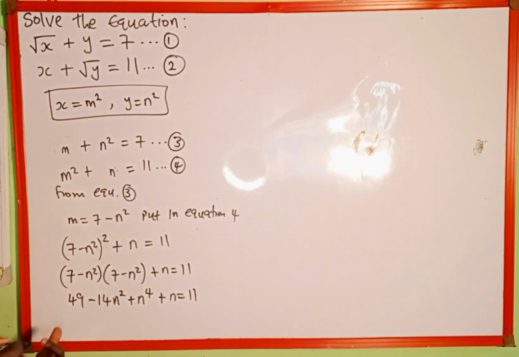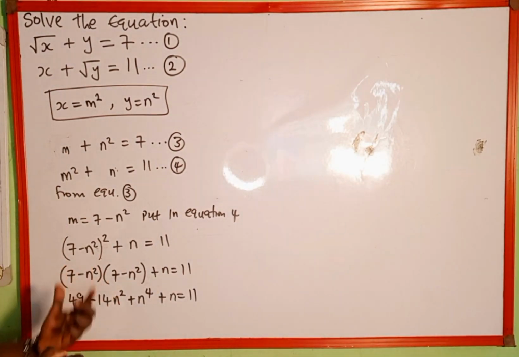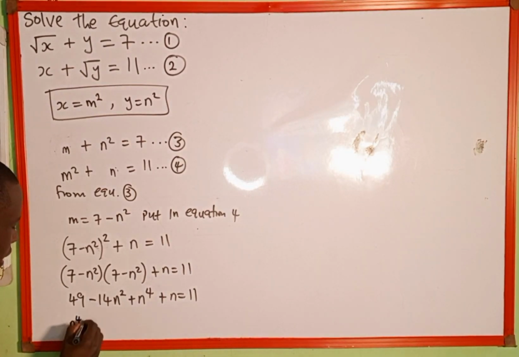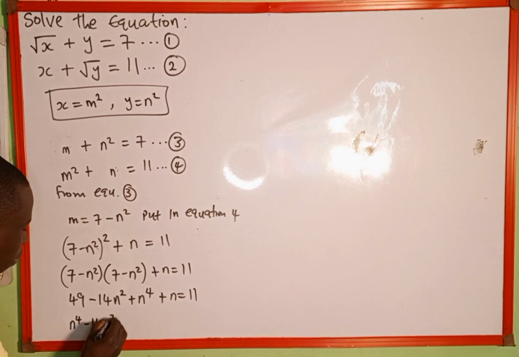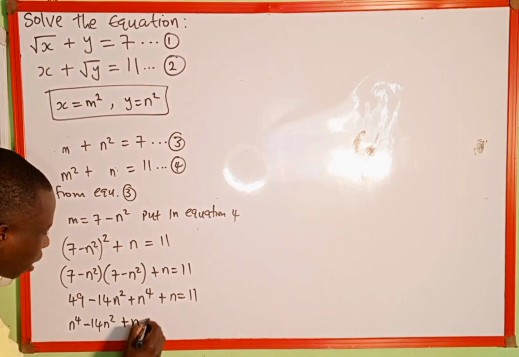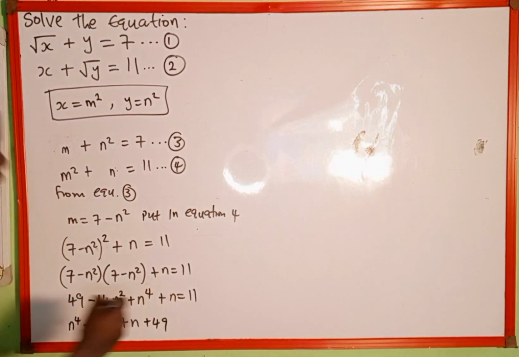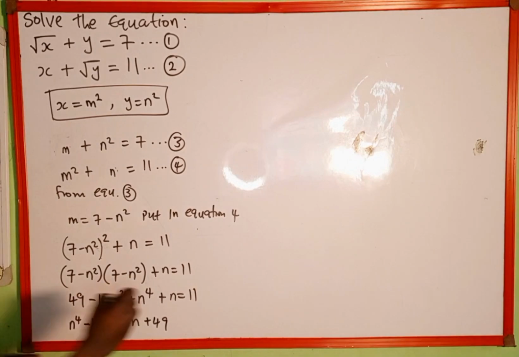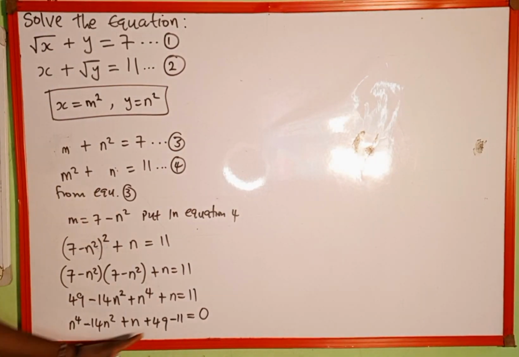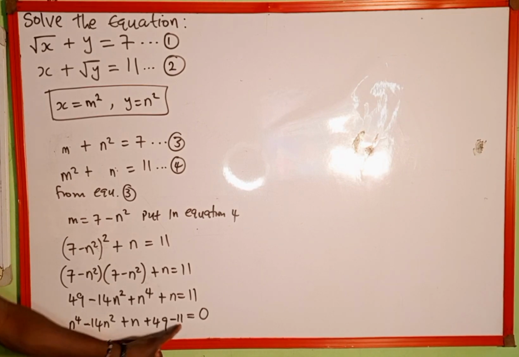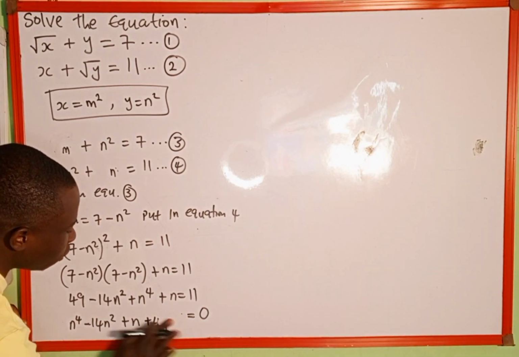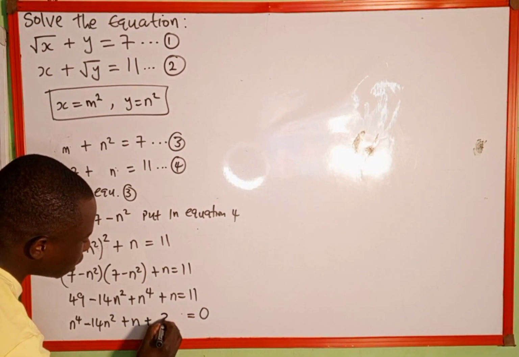Now we're going to rearrange this equation starting from the term that has the highest power. The highest power here is n to power 4, then minus 14n to power 2, then plus n, then we have plus 49. When we take this 11 to the left hand side, it becomes negative 11, which is equal to 0. So here we have 49 minus 11. When you take away 11 from 49, we're left with positive 38.